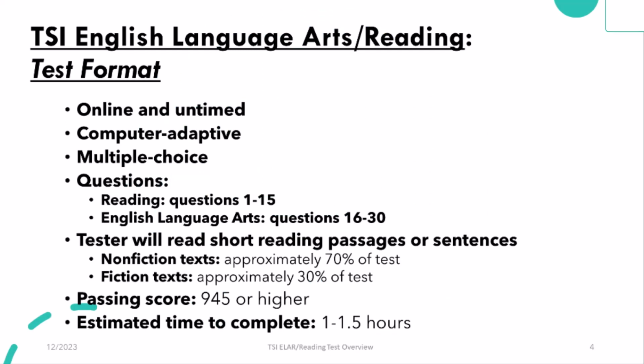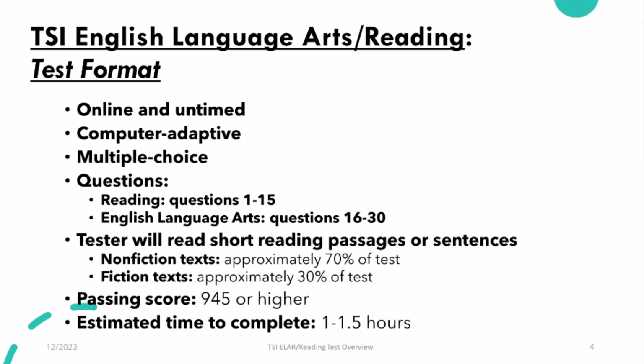The format of the English Language Arts and Reading Test is as follows. The test is administered online and is untimed. The test is computer adaptive, which means that the questions change depending on the answers you select. If you get a question correct, the next question will be slightly more difficult. If you answer a question incorrectly, the next question will be slightly easier. The questions are multiple choice with 4 answer choices.